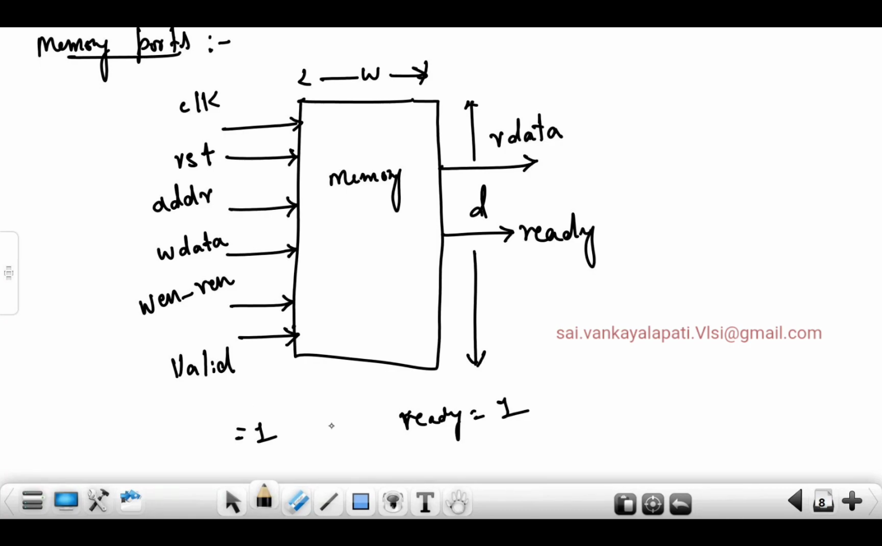If any one of these is not true, I cannot make one handshaking. He is ready to give the request, but I'm not giving the acknowledgement. I can do handshaking only if the request is ready and the ready is also 1. If ready is not 1, I cannot make one handshaking. So to do this, we are using handshaking with the valid and the ready signals.